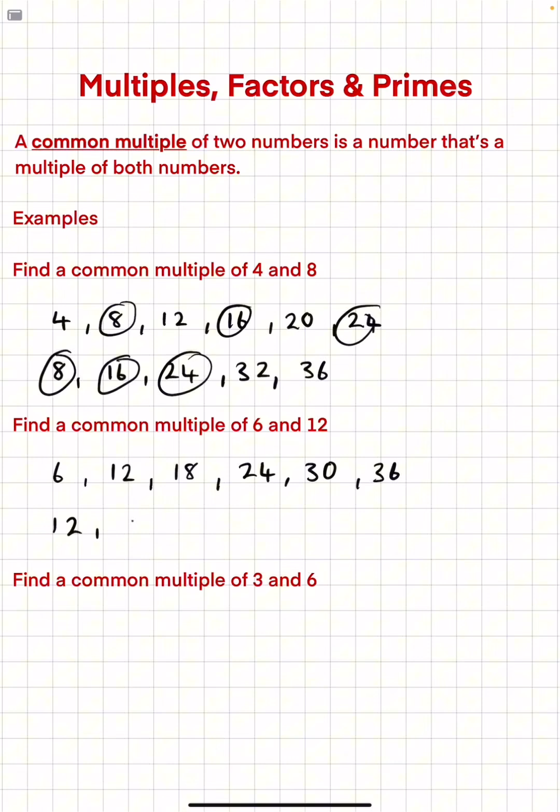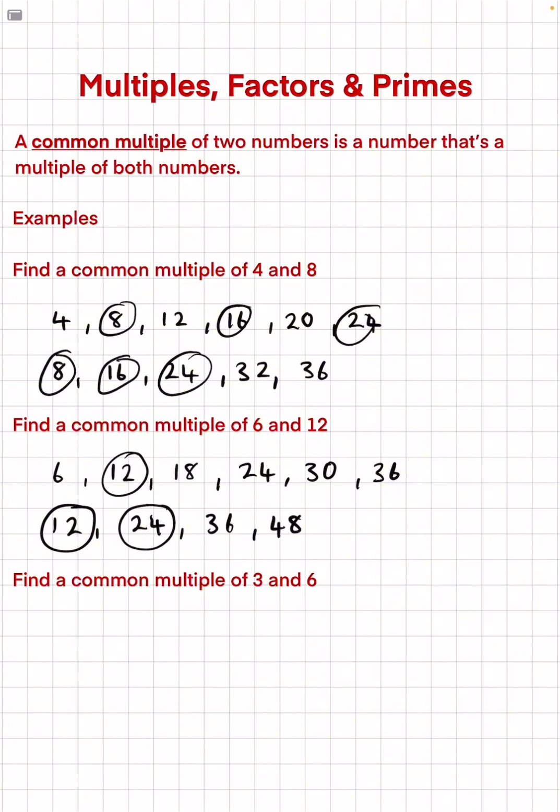12, 24, 36, 48. So a common multiple of 6 and 12 is 12, 24, and 36.